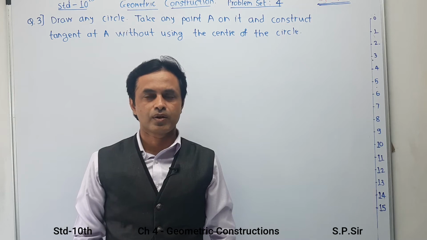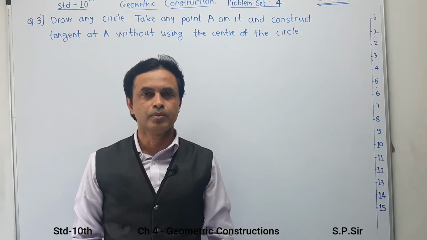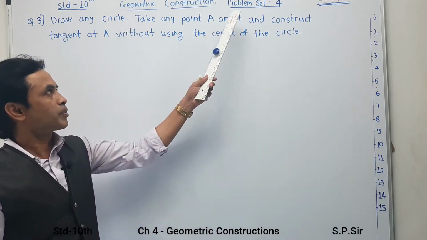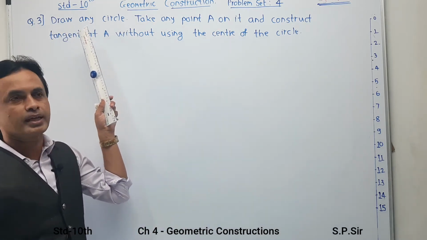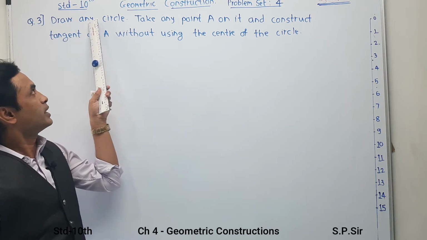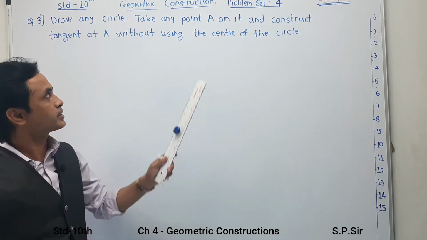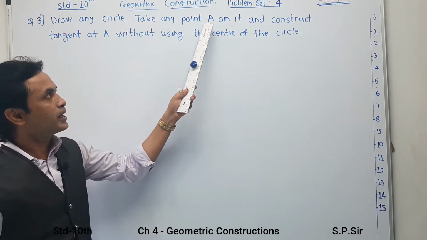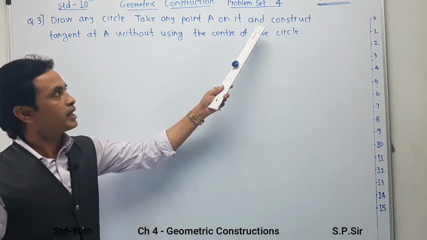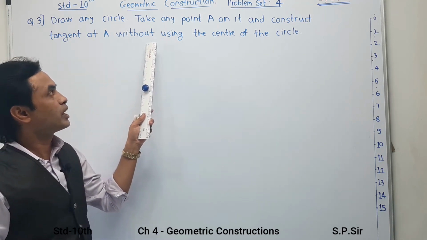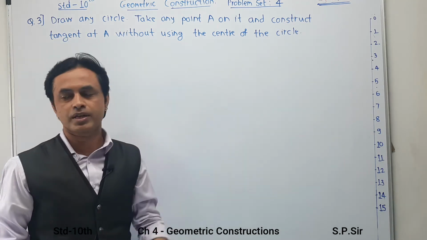Hello friends, we have already started the problem set. Moving to the next numerical, here we are taking a problem set and question number 3, and the question is: draw any circle. They have not mentioned the radius, so you can take any radius. Take any point A on it and construct a tangent at A without using the center of the circle.